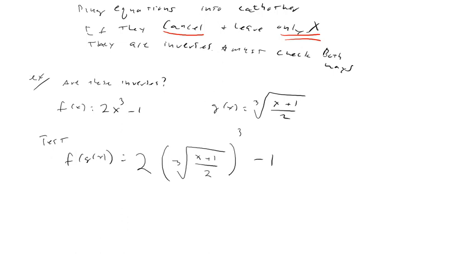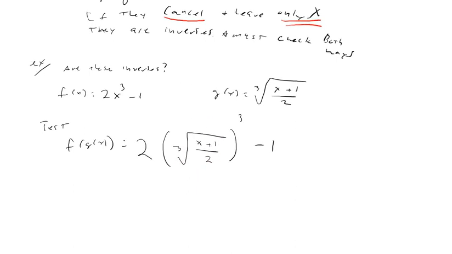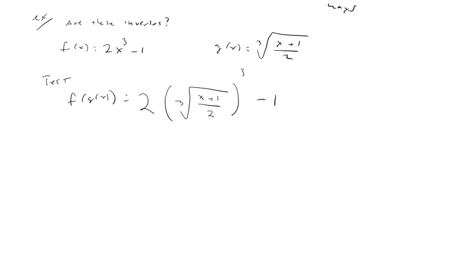I put the whole thing, the whole g, inside my x. My outside function is f, and my inside function is g. And now I have to simplify. Now I've got to cancel things, see what can cancel, see what they can become.